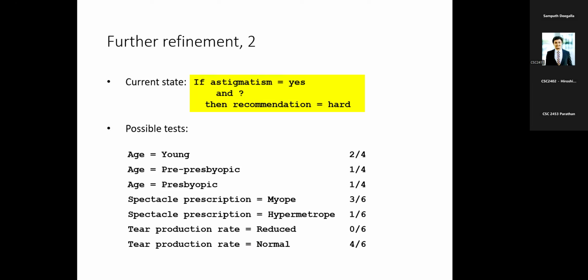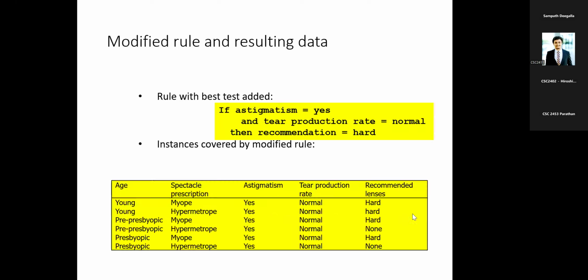Yes, Dilan. Yes, we can select tear production 2420. Why tear production? This will give you 2/3. That means 66% accuracy if you put tear production rate normal. Okay, that means our next step, we put if astigmatism yes and tear production rate is normal, then the recommendation will be hard.